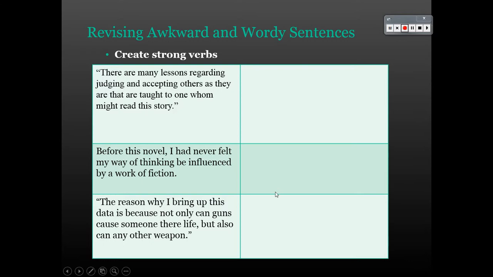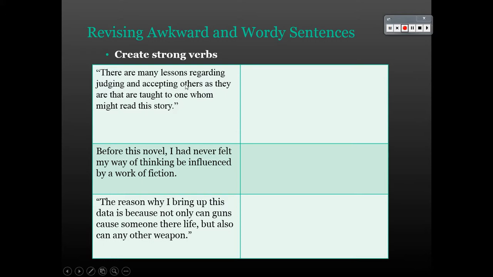Creating strong verbs. Let's skip this. I'm sorry, we're not going to skip this. So, this example: "There are many lessons regarding judging and accepting others as they are that are taught to one who might read this story." Well, there's a lot of stuff going on here, but basically, to one who might read this story, actually, let me backtrack a little bit. Here's how I would do this. I'd say, "There are many lessons regarding judging and accepting others."